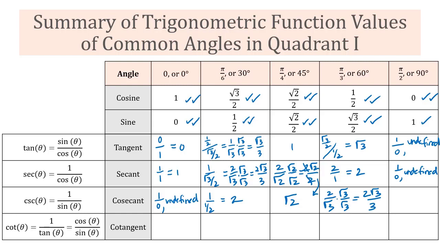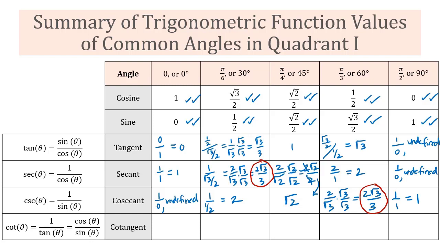It should not surprise you that the secant of a 30-degree angle and the cosecant of a 60-degree angle are the same. And that's because of that relationship between 30-degree angle and 60-degree angles. All right, and let's finish up the cosecant. We're going to have 1 over the sine function, which is 1. And so the cosecant of pi over 2, or 90 degrees, is 1.